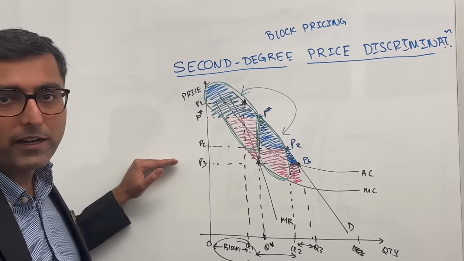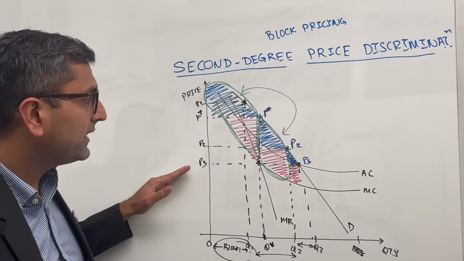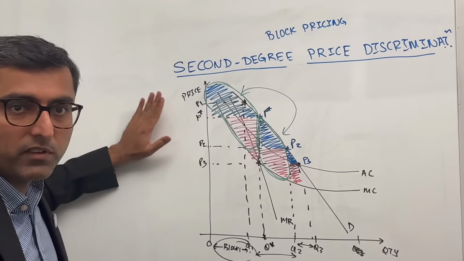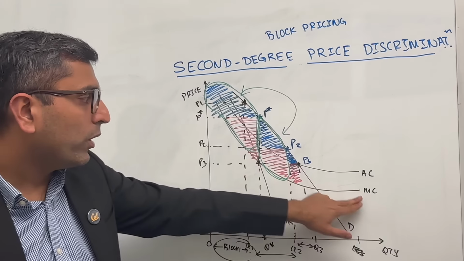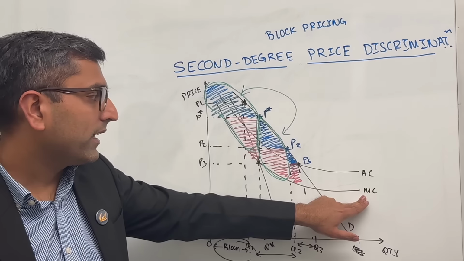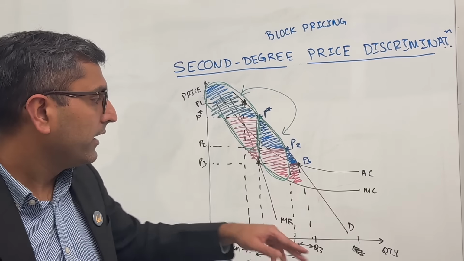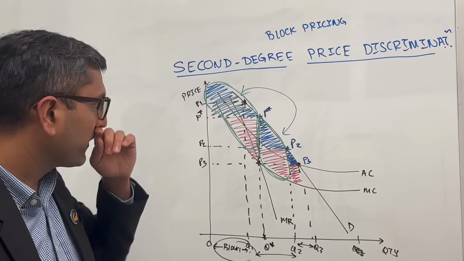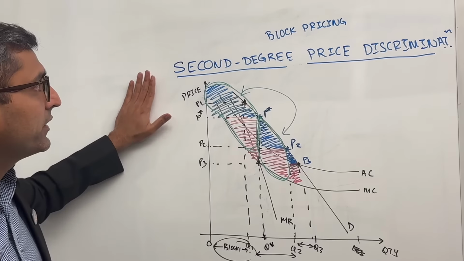We've seen first degree price discrimination, but there the marginal cost was rising. And so it's super important to understand what economies of scale you are facing, what kind of demand you are getting, and how you are able to increase the surplus overall. So that's second degree price discrimination.